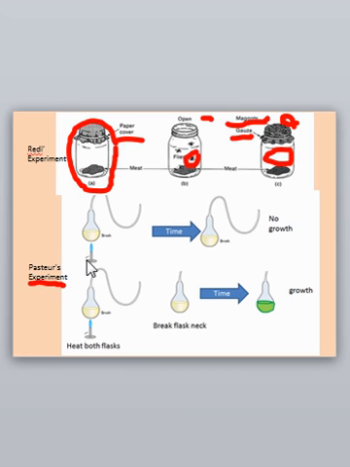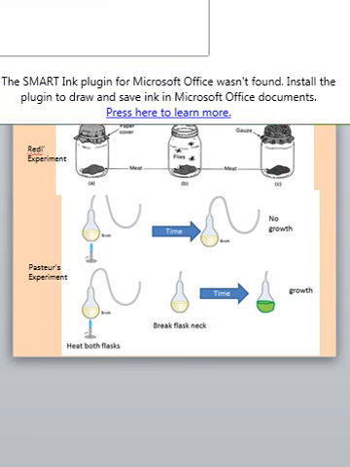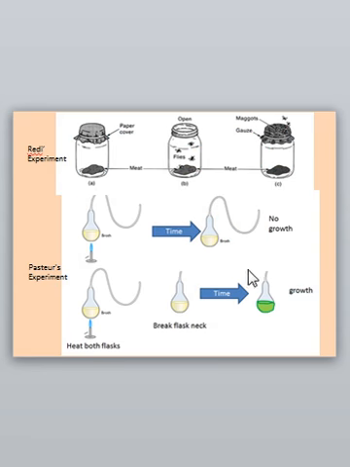He heated broth in both of them to destroy any bacteria. The one, he left the swan neck on, which doesn't allow air and bacteria to get up in there. The second one he broke off, which allowed air and bacteria to get in, and then after a while you could see that there was growth in the flask.